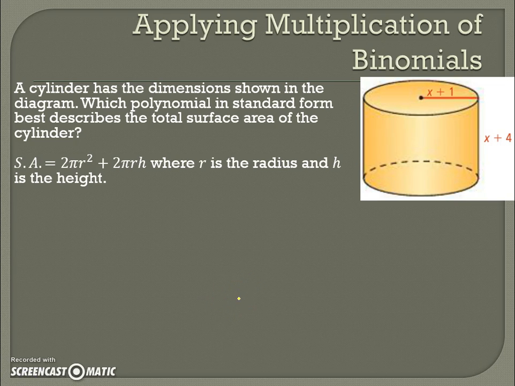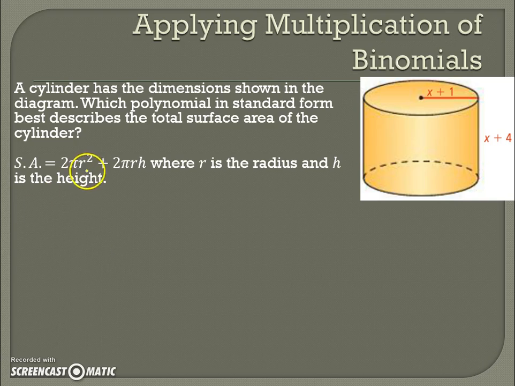All right. Applying multiplication of binomials. It says a cylinder has the dimensions shown in the diagram. Which polynomial in standard form best describes the total surface area of the cylinder? The surface area, here's the formula for this. The surface area is 2 pi r squared plus 2 pi r h, where r is the radius and h is the height. There's a lot to this one, so make sure that you're hanging with me.